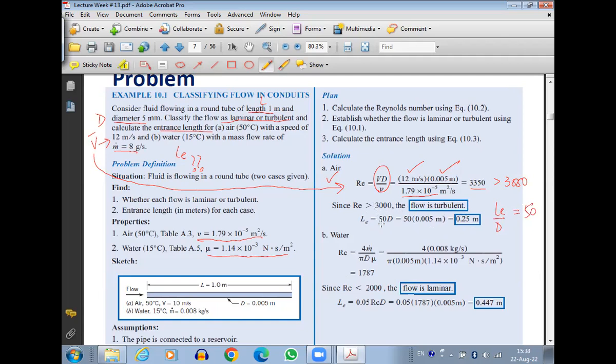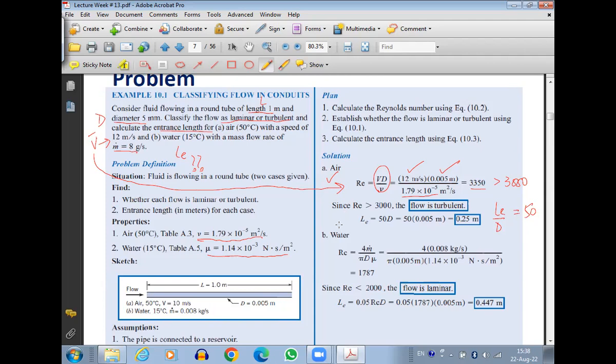If you multiply 50 by the diameter, the entrance length comes out to be 0.25 meter. So until 0.25 meter, the flow is developing. There is an inviscid region within the pipe cross section. But after 0.25 meter, the inviscid region finishes and the velocity profile becomes fixed. So this is the solution for part A.